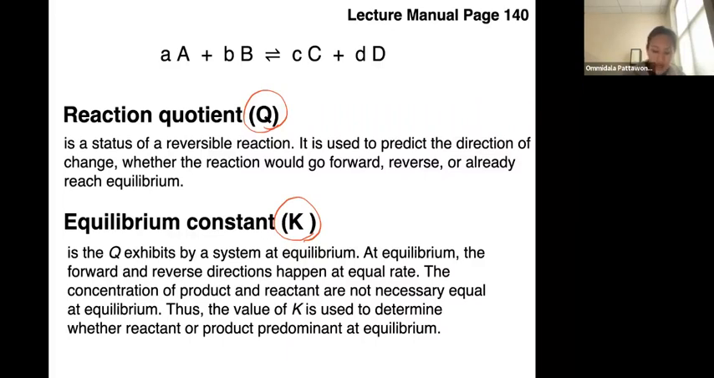Note that this uppercase K is not equal to the lowercase k that we learned in chapter 12. Lowercase k indicates the rate constant. It tells us how fast the reaction goes. This one is the equilibrium constant. It tells us how far the reaction goes.